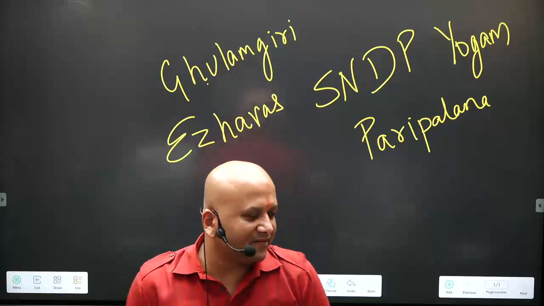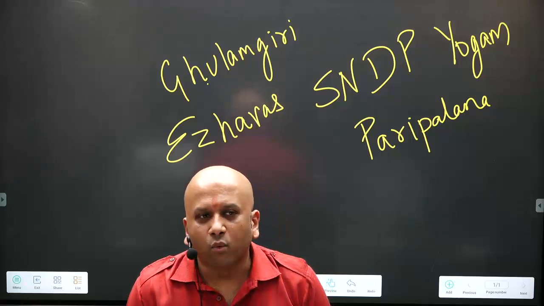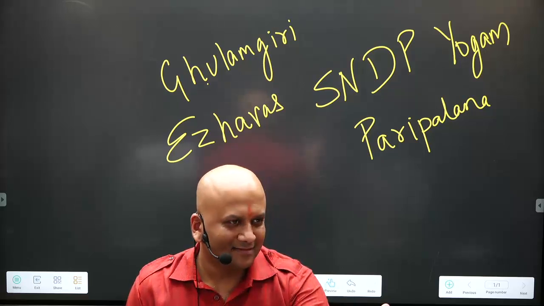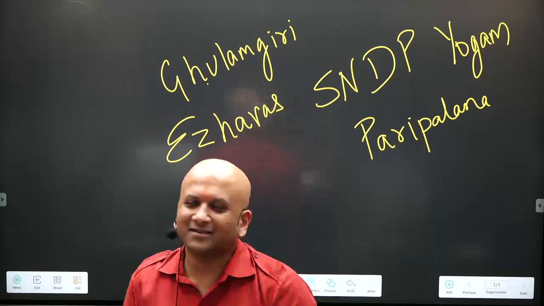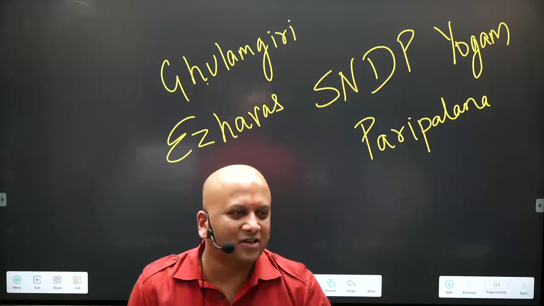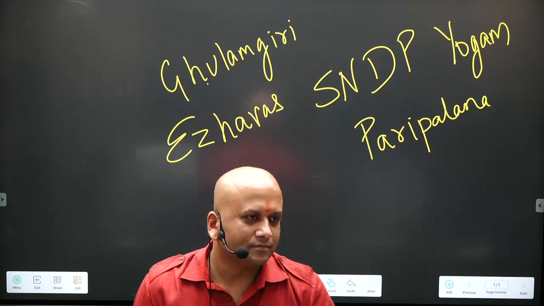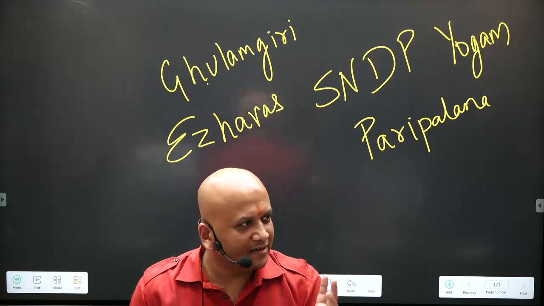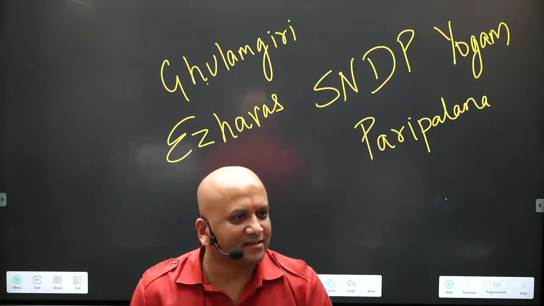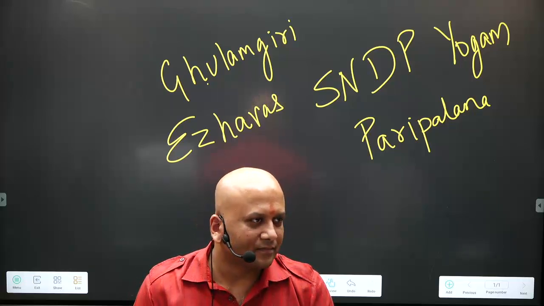Narayan Guru gave the slogan, one caste, one religion, and one God. मतलब सब लोगों की एक जाति, एक धर्म, एक भगवान. And what is that? Humanity, इंसानियत.